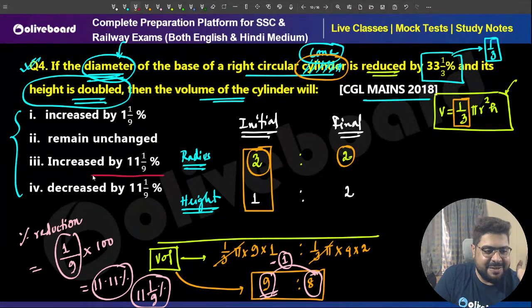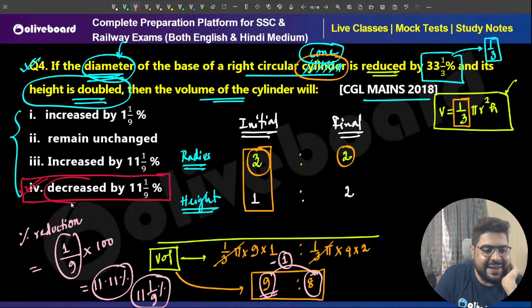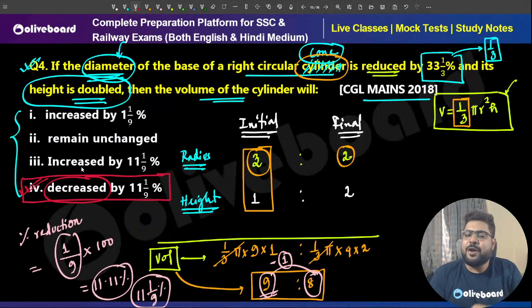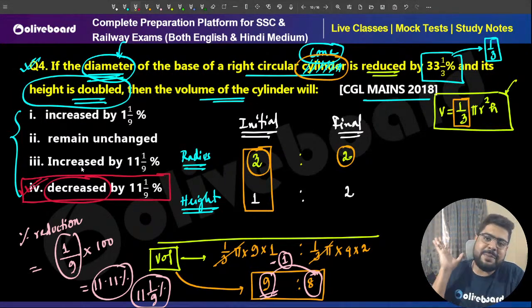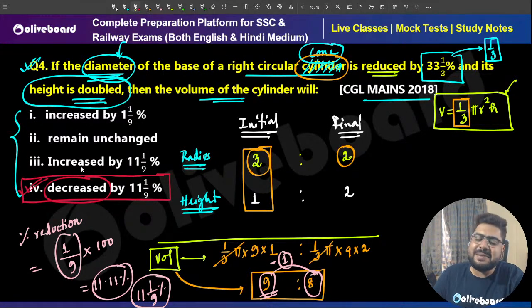So the answer will be option 4, but not option 3. Sir, it will be decrement. Harsha, you see, that's the most common type of silly mistake that students tend to make. You have unfortunately made that mistake.